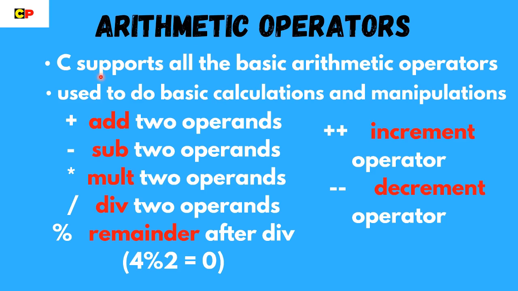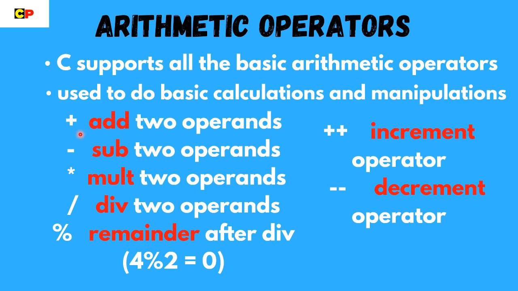Here it is also mentioned that C supports all the basic arithmetic operators, just like in mathematics we have addition, subtraction and multiplication. Same we have in C also. And here arithmetic operations are used to do basic calculations and manipulations. Now some of the arithmetic operators are here.